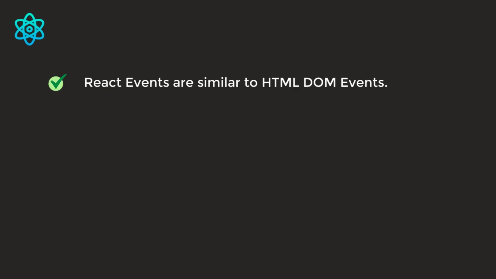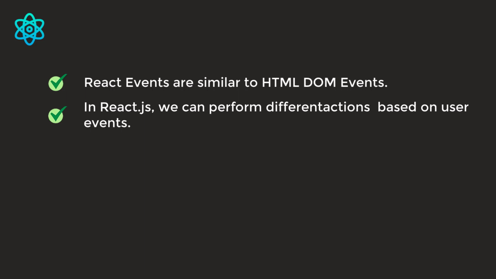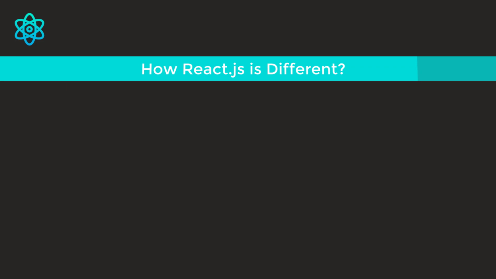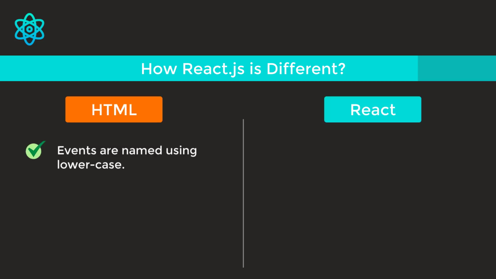Just like HTML DOM events, in React.js we can perform different actions based on user events. React has the same events as HTML, for example, click event, change event, mouse over, etc. But the only difference in defining the React events and the HTML events is their syntax. For example, in HTML we write the events in lowercase, while in React events are named using camel case.